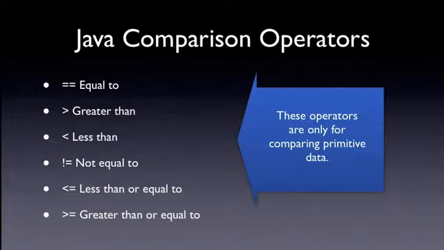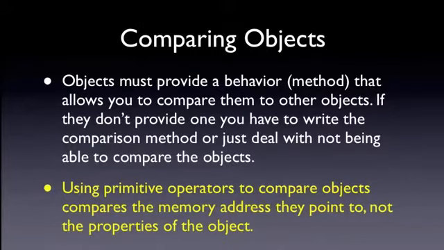And a point in the big blue arrow on the right-hand side. One thing you should know is that these operators are only for comparing primitive data. In other words, comparing things like ints, doubles, and characters. If you need to compare strings or you need to compare objects, then you need to get to the next slide. So let's talk about comparing objects.